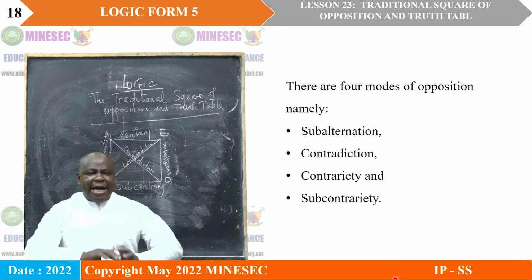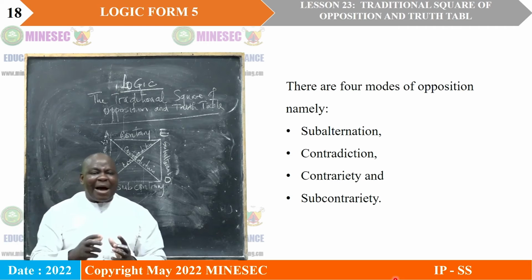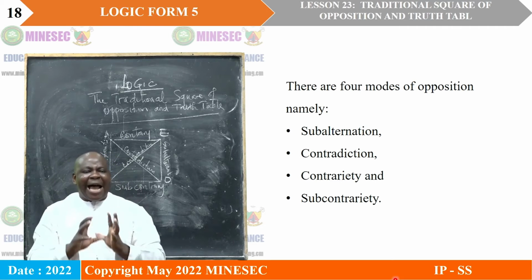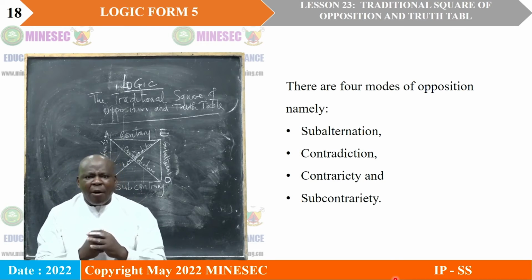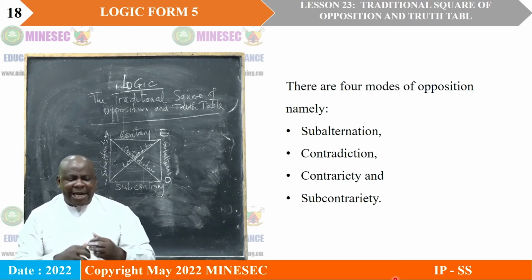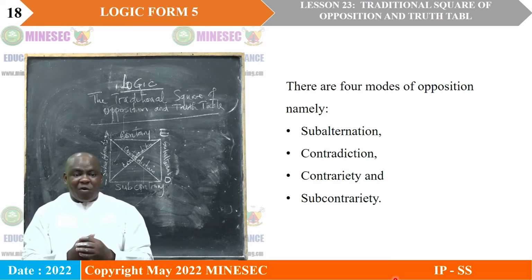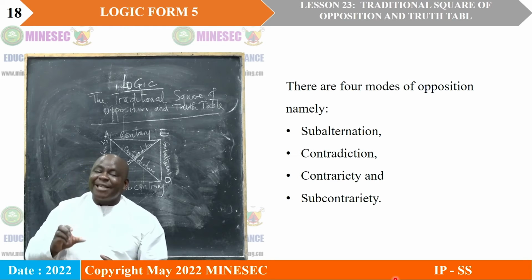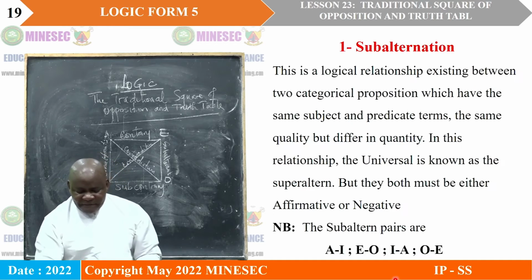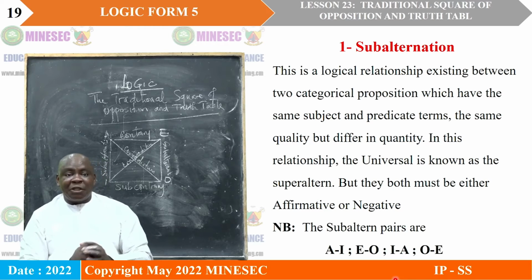Now, in a traditional square of opposition, remember that we are talking about the relationship that exists between all the four modes of opposition. That is subalternation, contradiction, contrariety, as well as subcontrariety pairs. First one, subalternation.